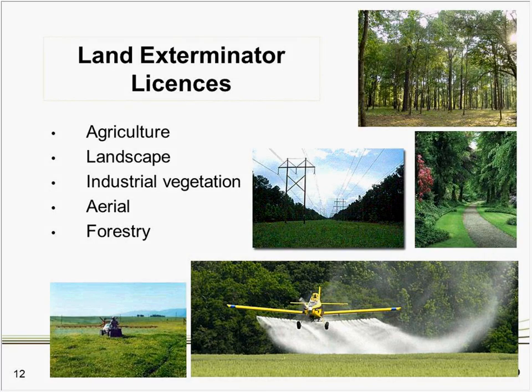The main ones that we would be looking at here today are going to be the land exterminator licenses. So there's agricultural, landscape, industrial vegetation, aerial, and forestry. They are pretty much as they sound as far as what they're used for. And the license that is required has a lot to do with the intent of the extermination. So if it's part of an agricultural operation, it's within the agricultural license. If it's a roadside, and that's a public work, that would require the industrial vegetation license.